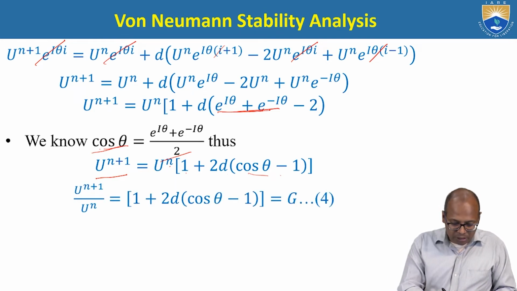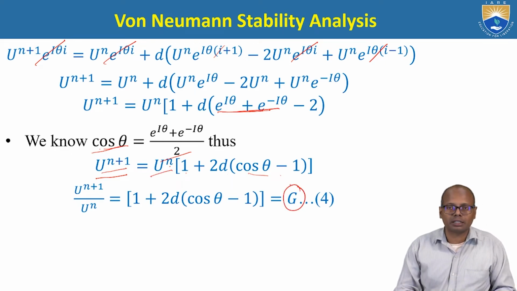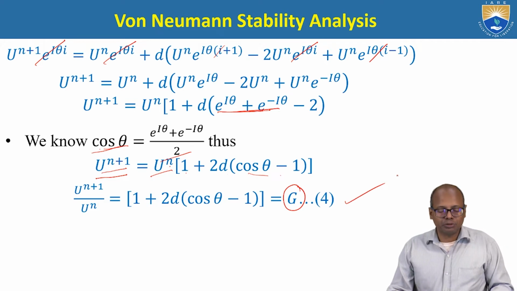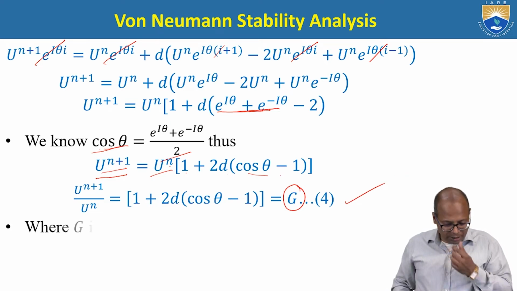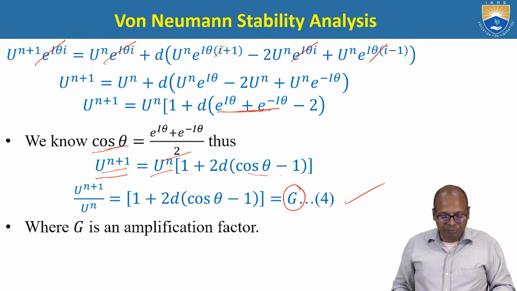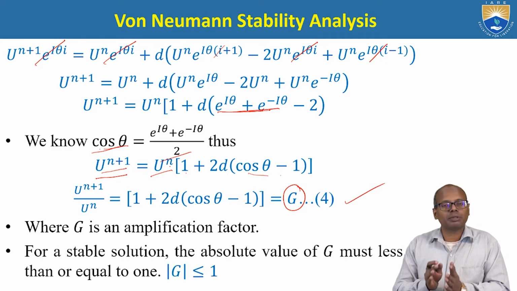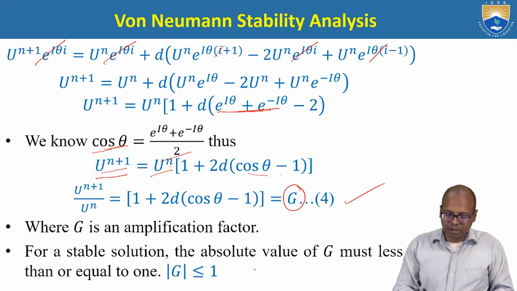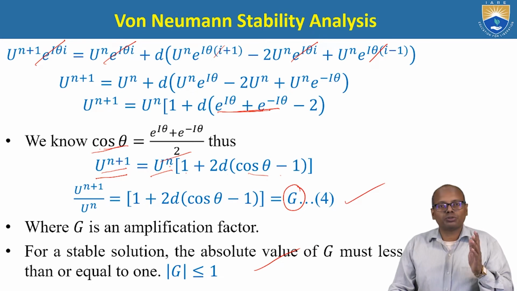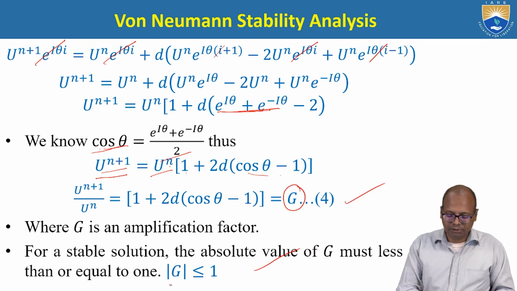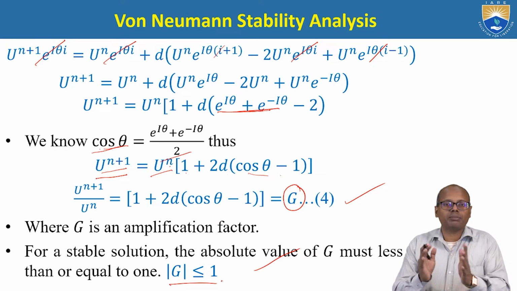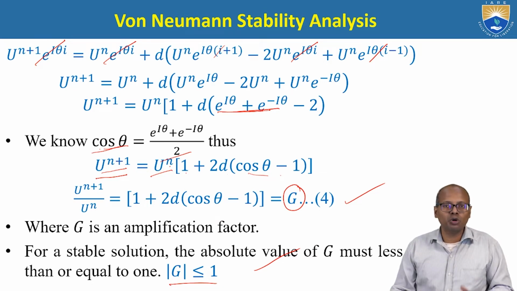Now, as we have already discussed, u^(n+1) by u^n is nothing but the amplification factor. So, this is the equation that we have arrived at. Now, what is the value of this amplification factor? The modulus of the amplification factor must be less than or equal to 1 in order that the solution is a stable one.